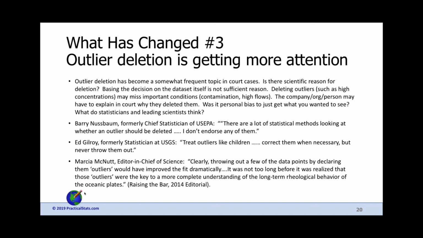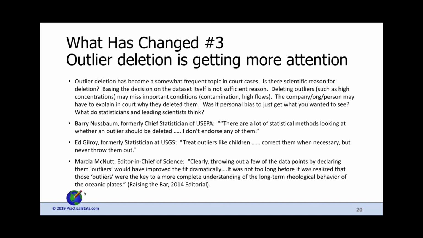And then in 2014, there was an editorial about this subject. Outliers had a prominent part in the editorial, but there were some other things that she found to be not good science in articles that were submitted to the journal Science, one of the more reputable journals in the scientific community. And she gave us an example that clearly throwing out a few of the data points by declaring them outliers in this particular case would have improved the fit to whatever model or distribution they were trying to use. But they resisted the temptation, and it was not too long before it was realized that these outliers were a key to a much more complete understanding of something in the science that they were doing.